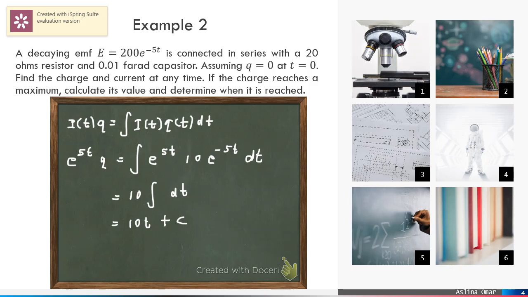Dan you nak cari q, so bawa ke sebelah. So, 10t e to power 5t, plus c, it for negative 5t. Ini malah negatif. Kenapa 10 tu negatif? Oh, bawa ni atas. Betul.